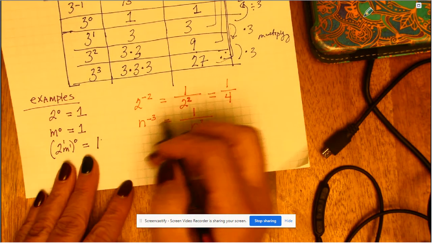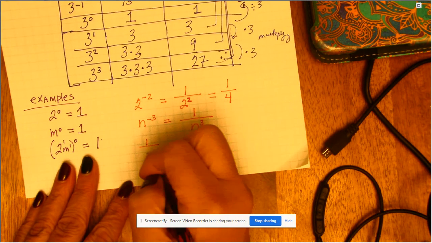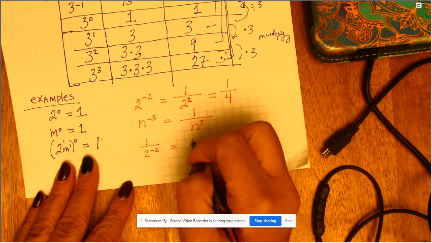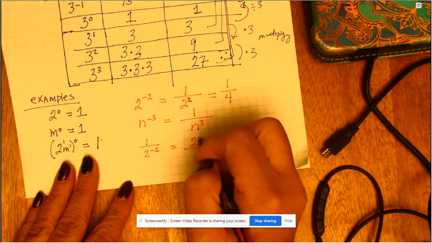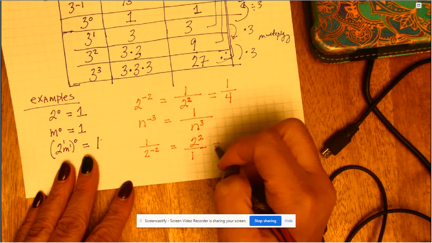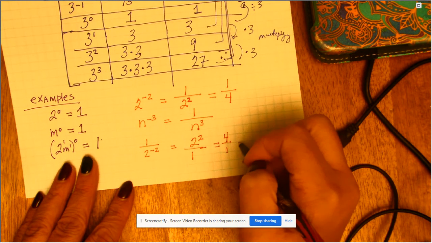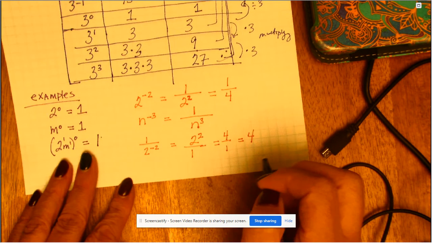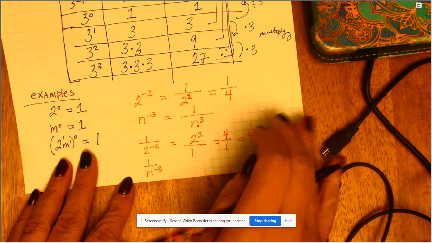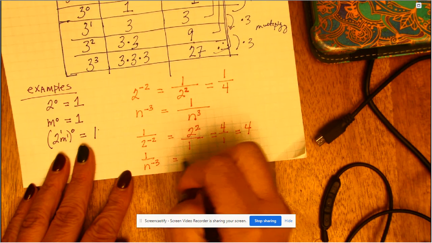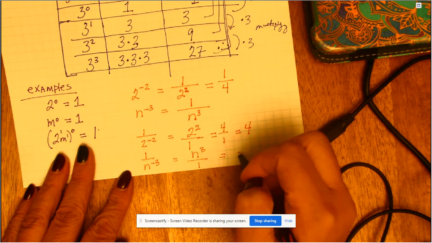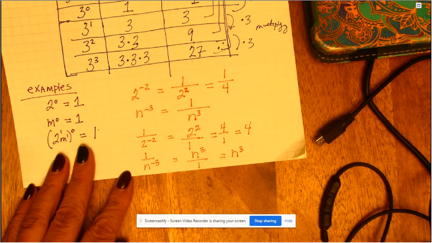So the opposite of that, 1 over 2 to the negative second power. Again, I'd have to flip over the fraction bar, the base, and the exponent stays the same except the sign changes. So 2 squared would be 4, or just 4. And 1 over negative n to the negative third. So flip the base over, change the sign, and anything divided by 1 is itself.